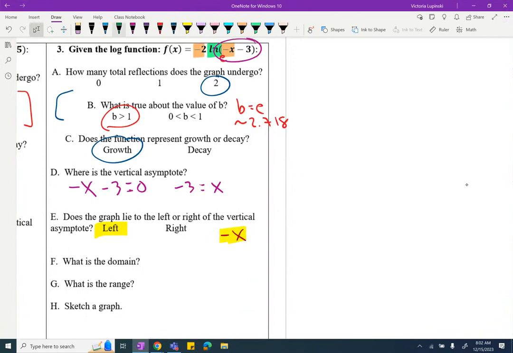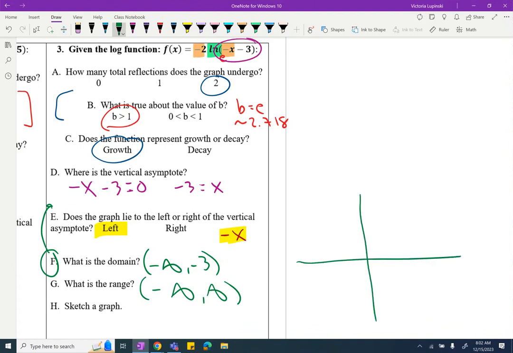In order to answer question F, you have to compare your answers to D and E. So you are supposed to face to the left of -3. What does the left of -3 mean for domain? It means -infinity to -3. What's the range? No work required, all real numbers all the time.